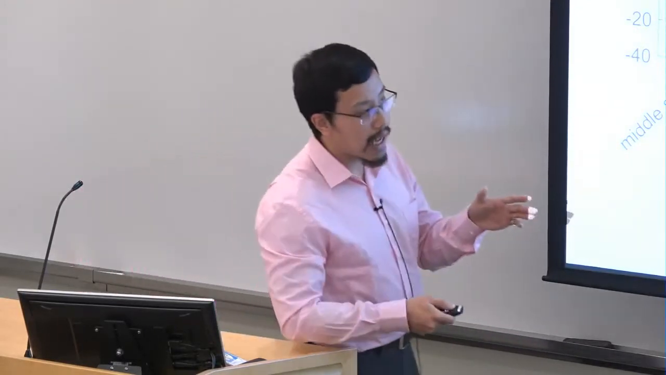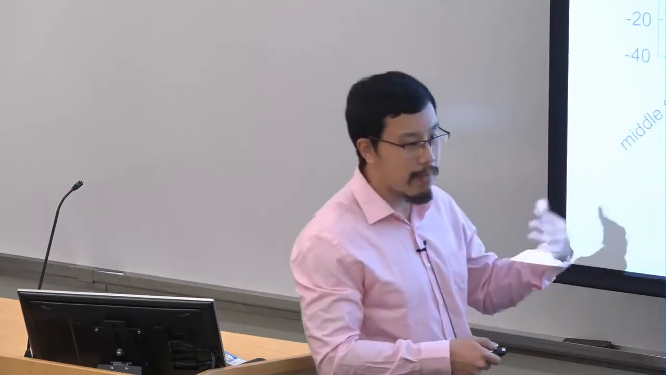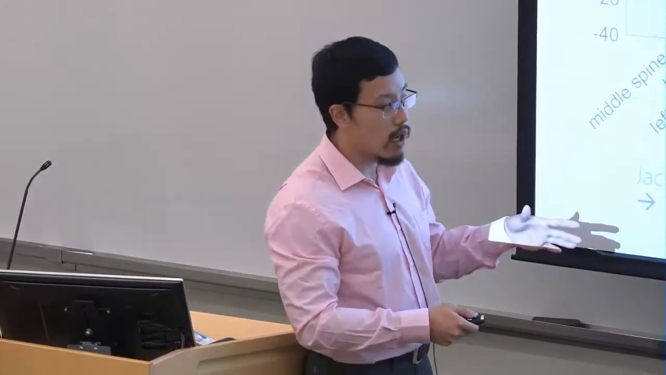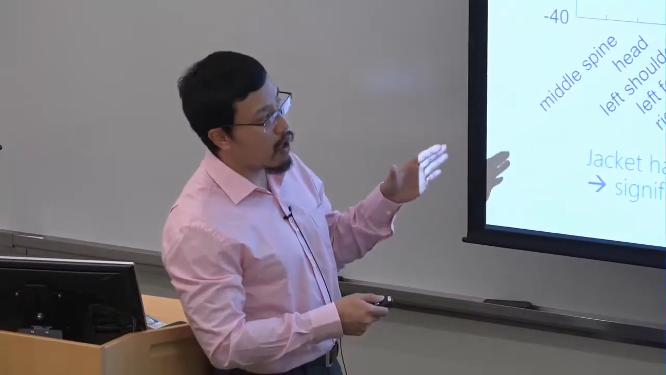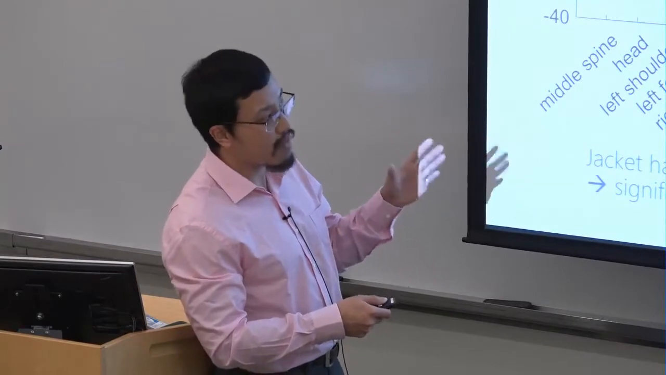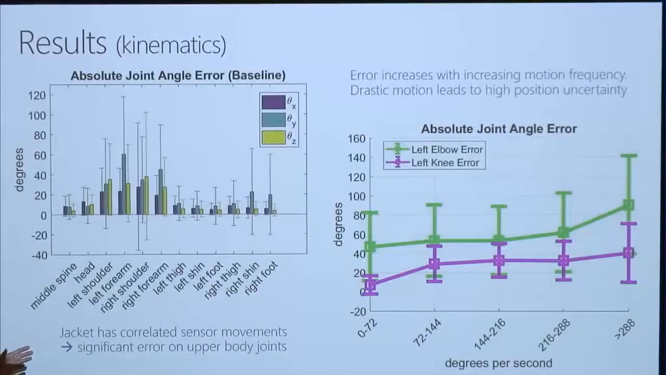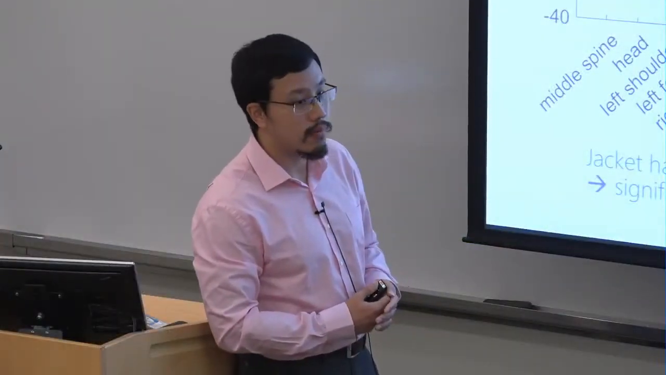On the other side, I also look into the dynamic response of the tracker. As we can see, for the left elbow and left knee, the error increases, and also the deviation increases when I increase the motion frequency. If I move fast, the accuracy is bad. So why does it decrease? Isn't it a 3D angle?